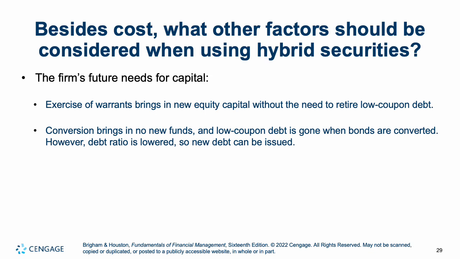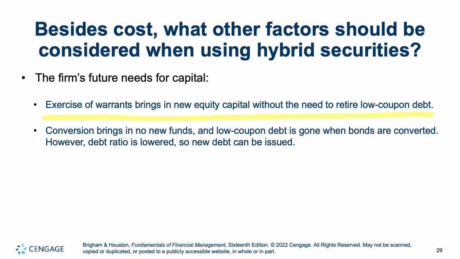Besides cost, what other factors should be considered when using hybrid securities? What are the firm's future needs for capital? Exercise of warrants is good for the company because it brings in new equity capital without the need to retire low coupon debt. If you issued low coupon debt with warrants, you get to bring in new money if those warrants get exercised. Let's say our stock price has been going up. Now those warrants are in the interest of the bondholders to execute. Even though we're going to get less than we could on the open market, we're still going to bring in new equity, and we don't have to retire that low coupon debt. That's really attractive compared to retiring that debt and issuing new.